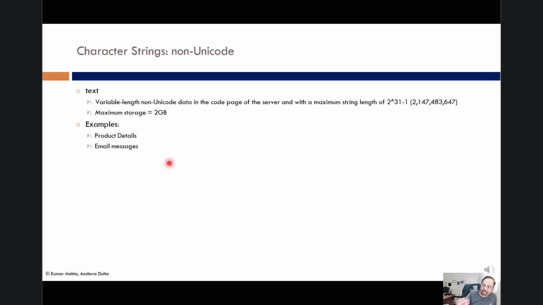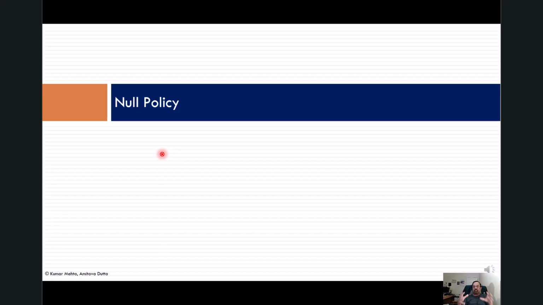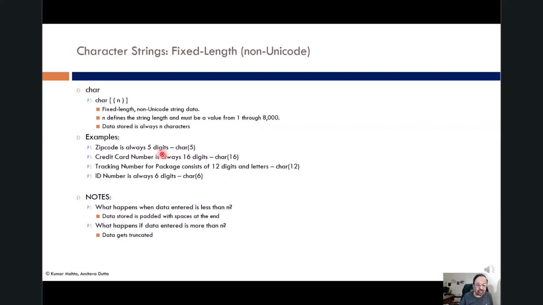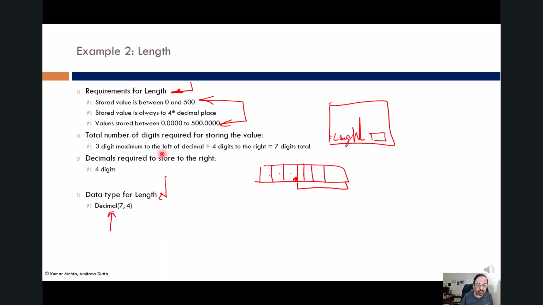Another example of an attribute whose data type might be text is an email message. So the message itself can be stored in the database. Okay. All right. So thus far, the discussion that we've had is about data type. So let's get back to where this discussion started.